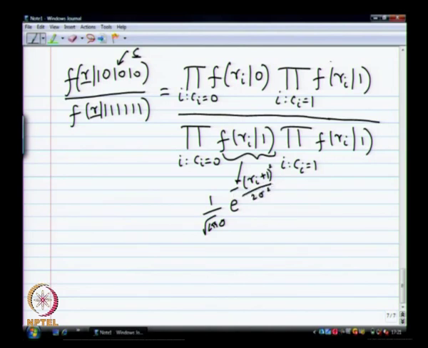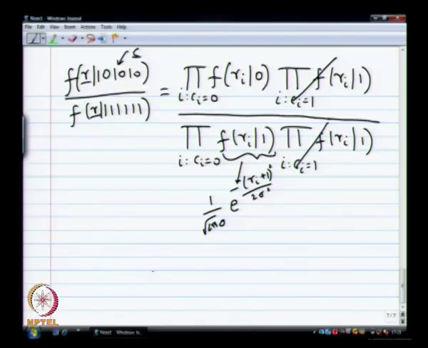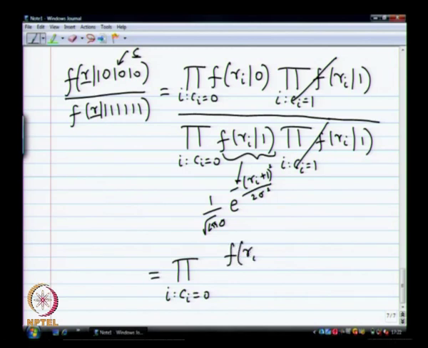Okay. So, clearly what will happen is these cases will cancel, wherever you have 1s that term will cancel, and wherever you have 0 you will get a new ratio, which is again a likelihood ratio of only the scalar r_i given c_i. So, essentially what you get here is the product over i such that c_i is 0, of this ratio f of r_i given c_i is 0 divided by f of r_i given c_i is 1.